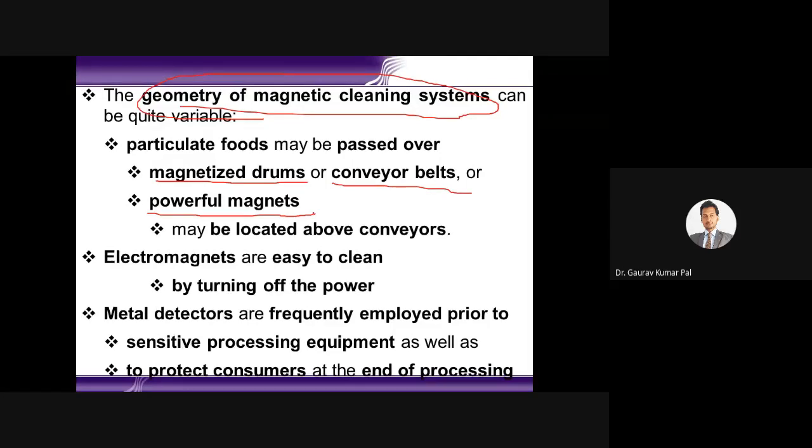So most industries use electromagnets. Otherwise, magnets are there and you have to clean manually, or remove whatever metals came onto the magnetized drums, if it does not have powerful electromagnets. Sometimes industries even use metal detectors. They are frequently employed once your product is going for any sensitive processing equipment. These metal detectors not only protect the consumers, but also protect the sensitive processing equipment of the industry.